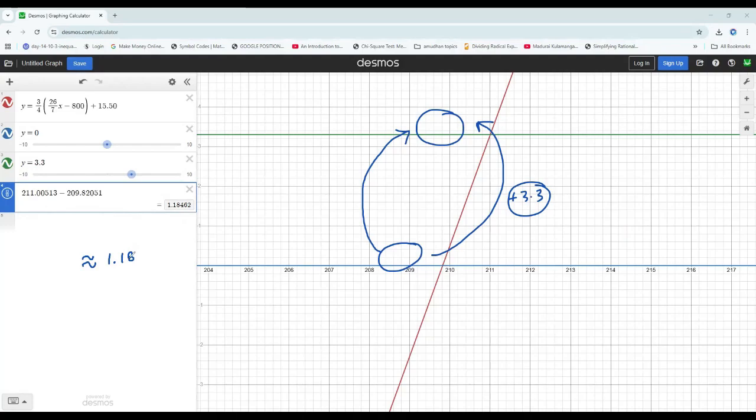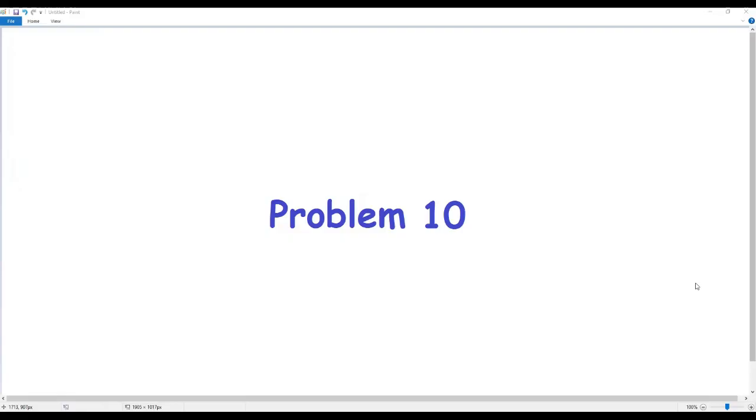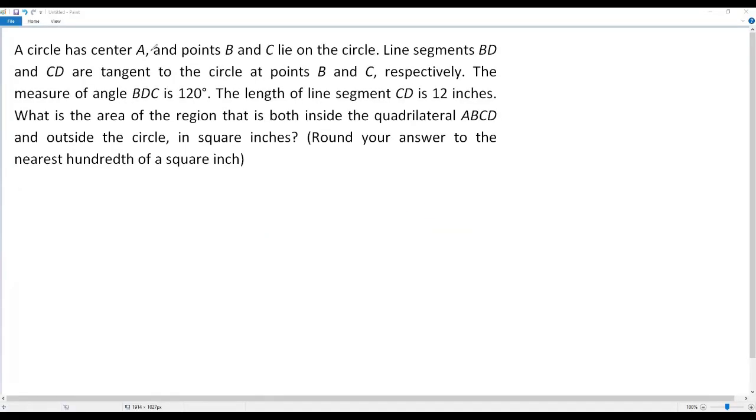A circle has center A and points B and C lie on the circle. Line segments BD and CD are tangent to the circle at points B and C respectively. The measure of angle BDC is 120 degrees. The length of line segment CD is 12 inches. What is the area of the region that is both inside the quadrilateral ABCD and outside the circle, in square inches? Round your answer to the nearest hundredth of a square inch.